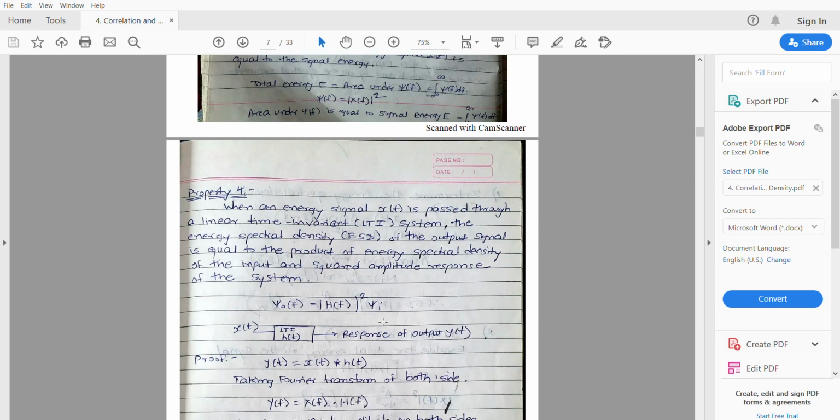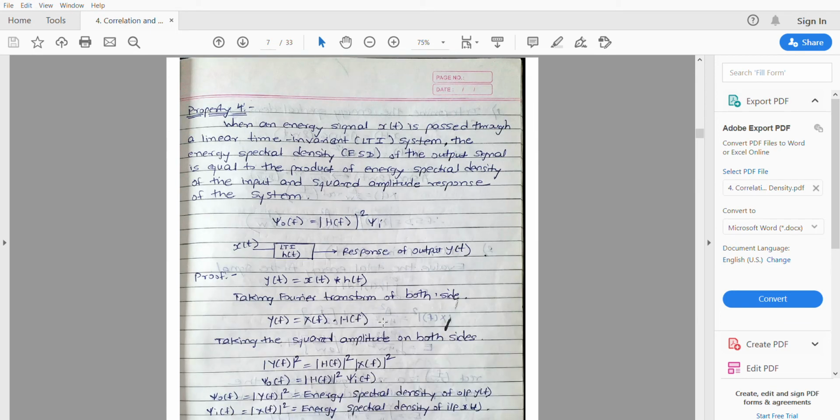Property number 4 is also a very important property for the analysis of the LTI system. When an energy signal x(t) is passed through a linear time invariant system, that is an LTI system, the energy spectral density ESD of the output signal is equal to the product of the energy spectral density of the input and the squared amplitude response of the system. See here, students, psi_y(f) is the ESD of the output signal, which is equal to psi_x(f), the input spectral density, multiplied by the squared amplitude response of the system.